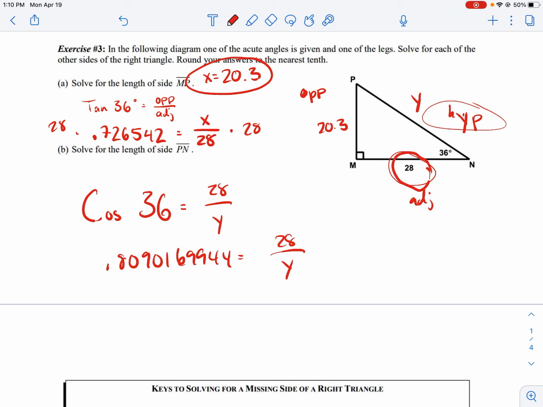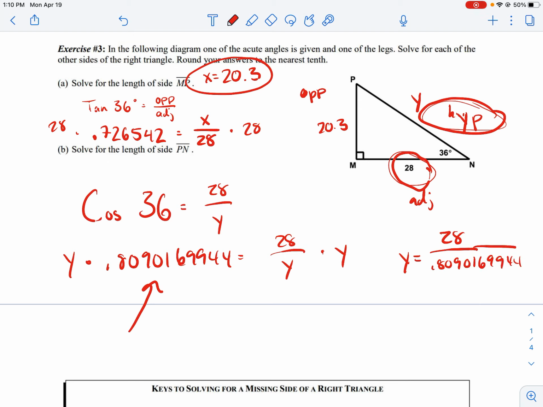So what we're looking for now is some value of y such that when I take this adjacent side and divide it by this hypotenuse, the ratio I'm going to get is going to be this number right here. In order to find that, I'm going to multiply both sides by y and then divide by that really long number. So y is equal to 28 divided by 0.8090169944. You divide all that out. This says round it to the nearest tenth. So y is equal to 34.6.